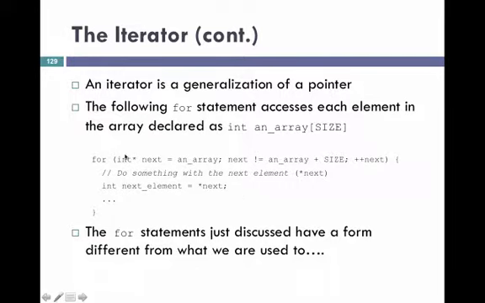But notice we set up next as a pointer to the beginning of the array, and until next is equal to array plus size, that points one item beyond the last item of the array, we'll just increment next. That'll point to the next integer in the array, and then we can dereference this pointer to get the next integer in the array. So this just shows how we can process an array much in the style that the iterator uses. So the for statement just discussed has a form different from what we're used to.